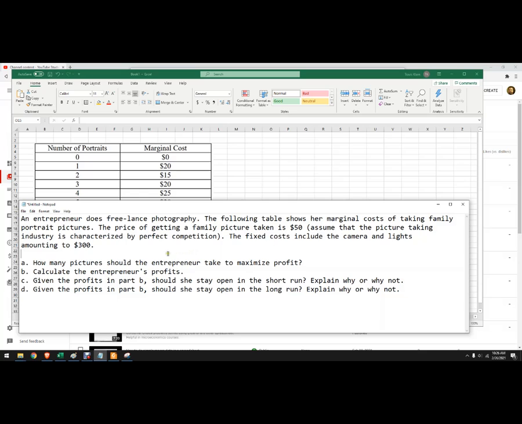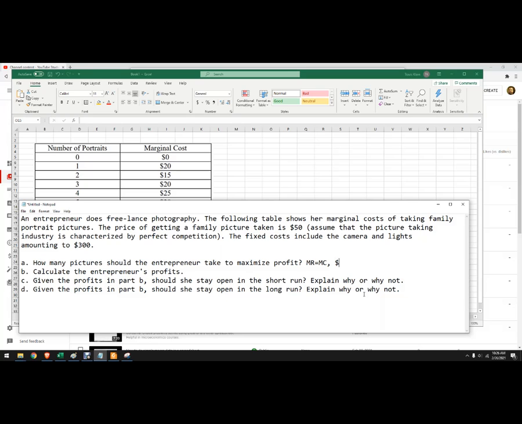Let's assume that the picture taking industry is perfectly competitive, which means everybody's going to sell at the same price of $50. Okay. Fixed costs are going to be 300. How many pictures should they take to maximize profit? So what we're going to find is where marginal revenue is equal to marginal cost, or at least the last unit where marginal revenue exceeds marginal cost.